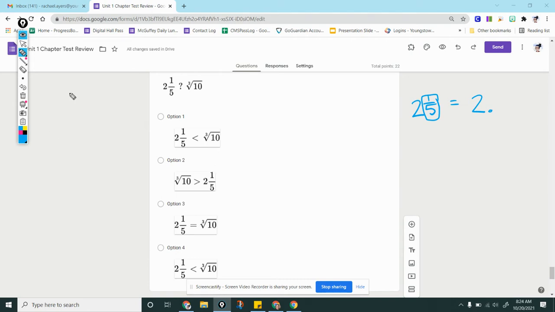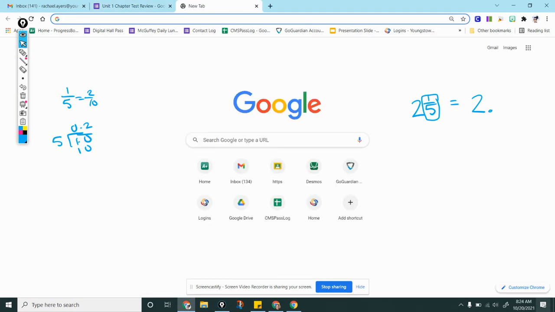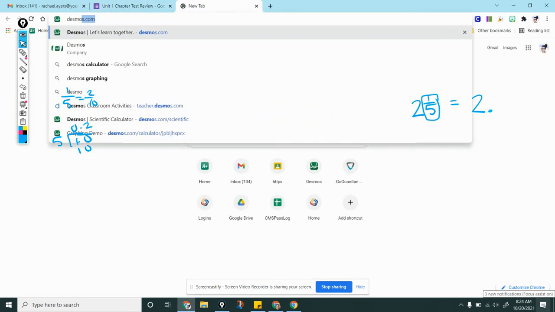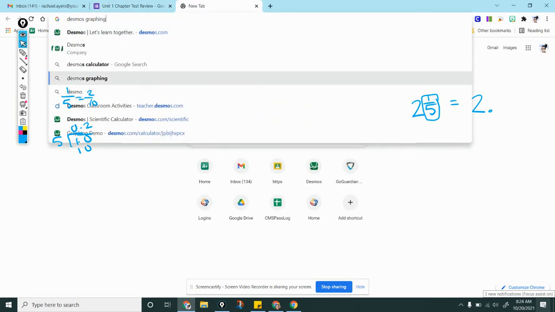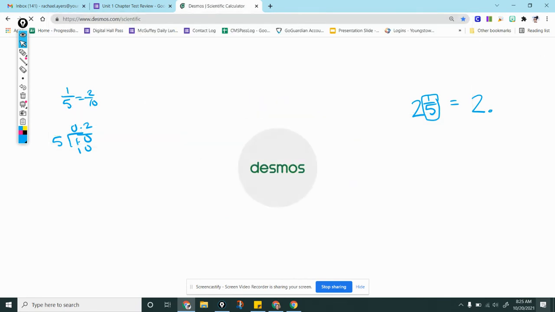That one's a pretty easy one to remember. 1/5 is the same as 2/10, or I could take 1 and divide it by 5 using long division. 5 goes into 1 no times, 5 goes into 10 2 times, 5 times 2 is 10. Or if I'm feeling super duper lazy this morning, I can go to my Desmos Scientific Calculator and of course divide it on there. And so when I divide 1/5, I end up with the value 2/10.